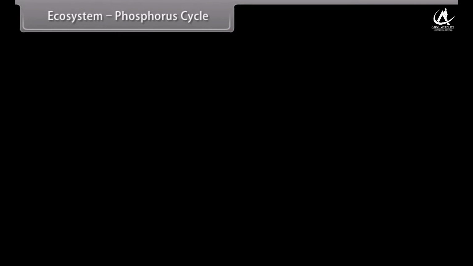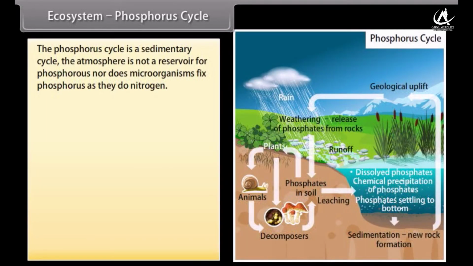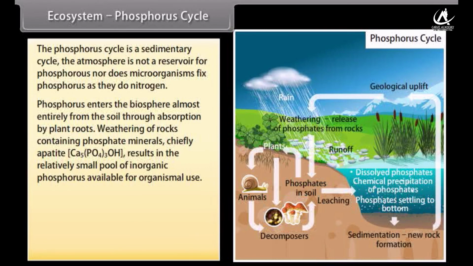Ecosystem. Phosphorus cycle. The phosphorus cycle is a sedimentary cycle. The atmosphere is not a reservoir for phosphorus, nor do microorganisms fix phosphorus as they do nitrogen. Phosphorus enters the biosphere almost entirely from the soil through absorption by plant roots. Weathering of rocks containing phosphate materials, chiefly apatite, Ca5(PO4)3OH, results in the relatively small pool of inorganic phosphorus available for organismal use.